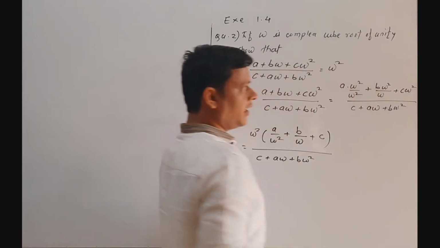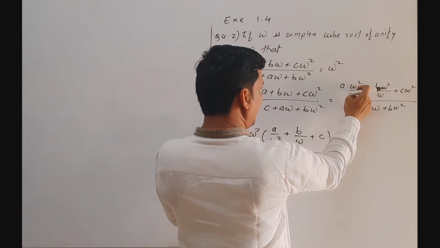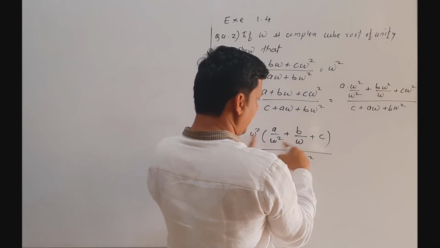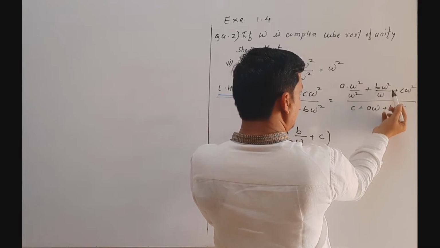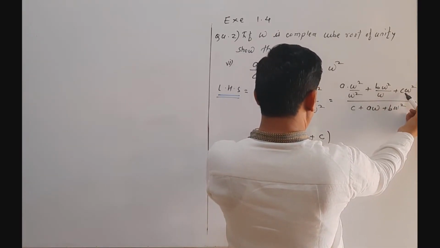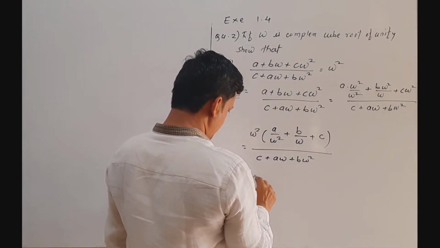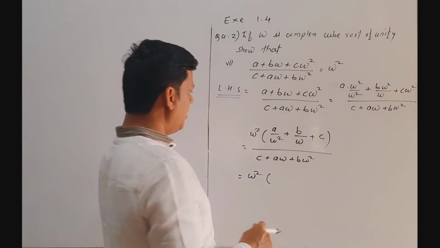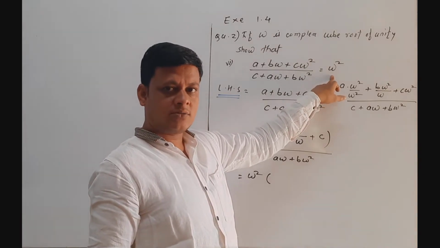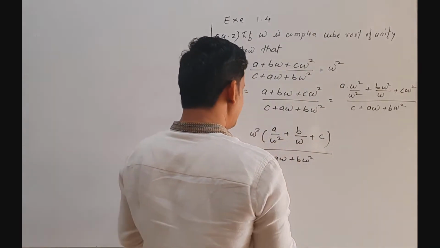Now from this you will get clear how we write this bracket. We take omega square common, so A and omega square we write as the first term in the bracket, plus B upon omega. We take omega square common, so write here C and keep the denominator as it is. So omega square in bracket. Our aim is to show RHS equals omega square, that means these two terms must be the same for cancellation.